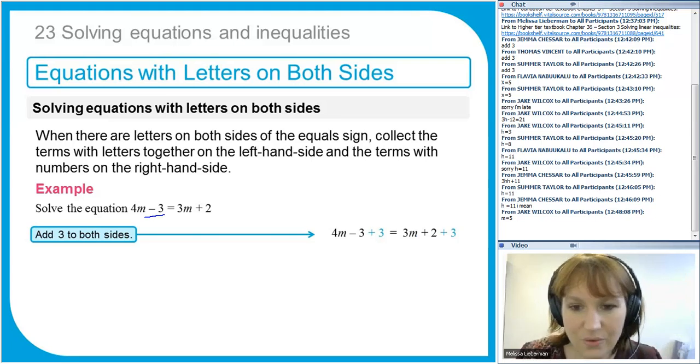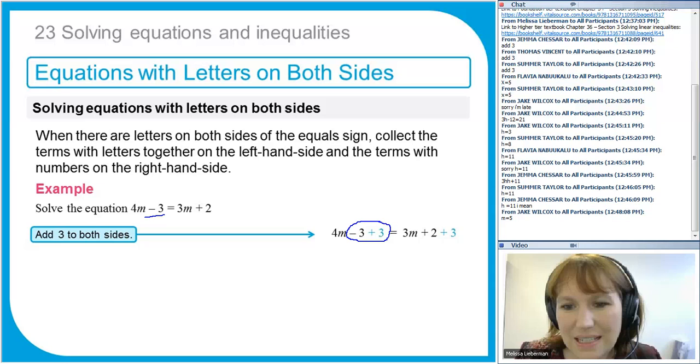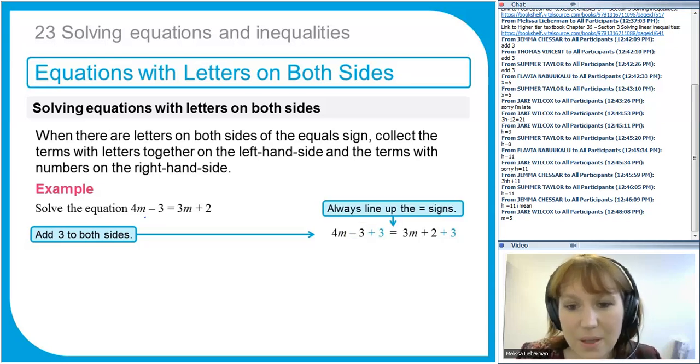So if we add 3 to both sides, these cancel out because minus 3 plus 3 is just nothing. And then on this side, I've got 2 plus 3, which is 5. So that leaves me with 4m equals 3m plus 5. Always line up the equal sign. And then I want my m's on the left-hand side. So now I'm going to subtract 3m from both sides. If I subtract 3m from this side, it gives me 0. And then I have to subtract 3m from that side.